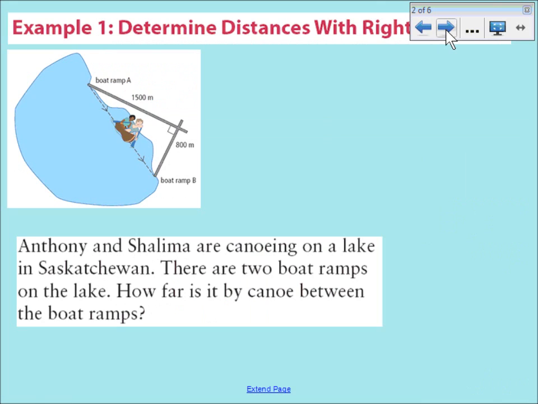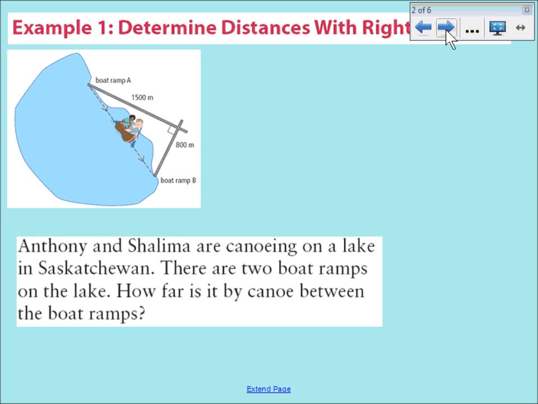Second question, or example one, I guess. Anthony and Shalima are canoeing on a lake in Saskatchewan. There are 2 boat ramps on the lake. How far is it by canoe between the boat ramps? I would really like you guys to pause it and try these on your own at home and then see what you get. But watching you in class, I know that that's a far stretch right now.